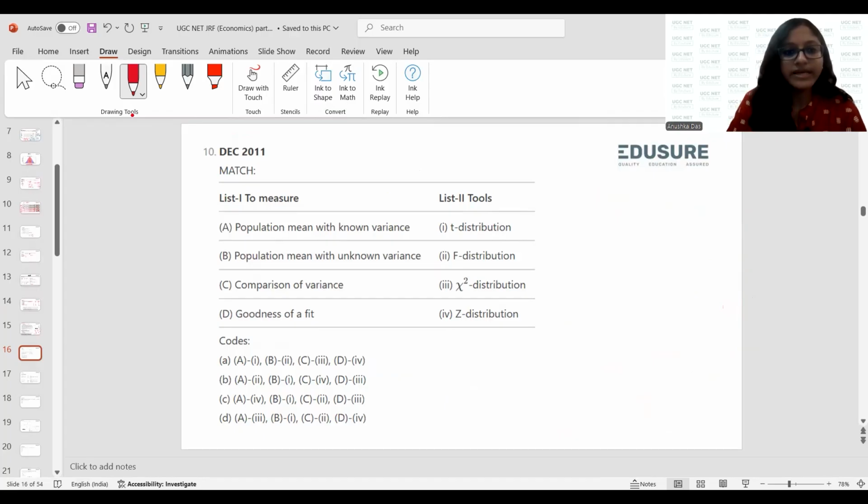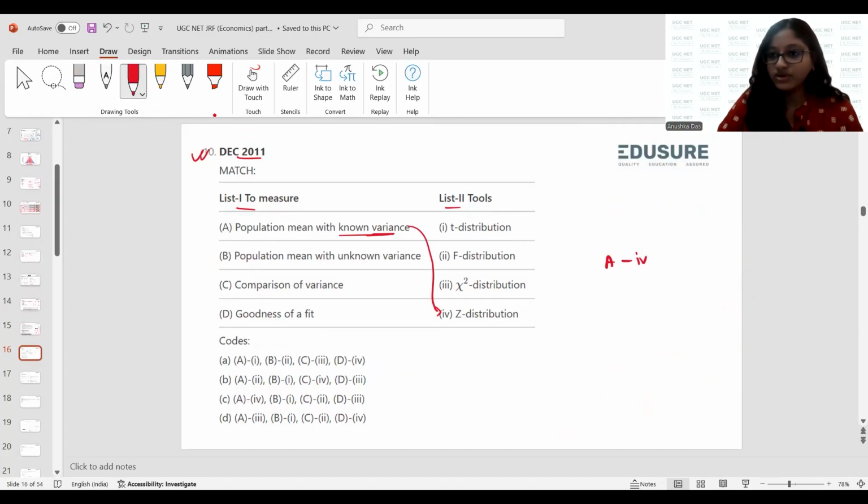Okay. Quickly go to the next question, December 2011 again. List 1 and list 2 you have to match. So in which situation you will use which statistic and which distribution. When it is population mean with known variance, what distribution do you use? If the population variance is known, you will use the Z distribution. If there is unknown variance, you will use the T distribution. Comparison of variance can be done using the F distribution.